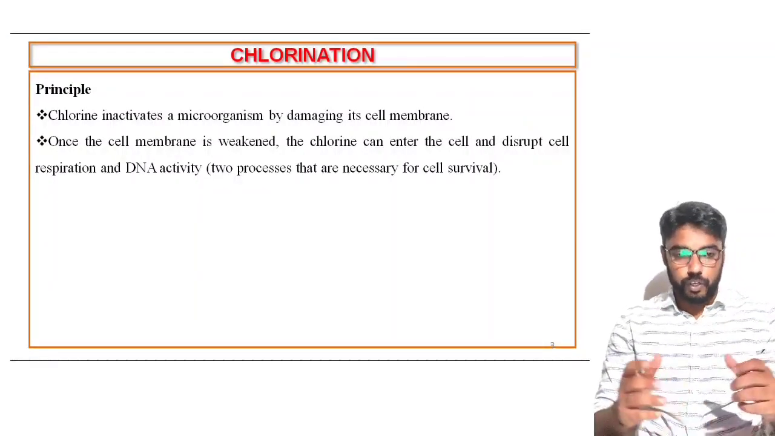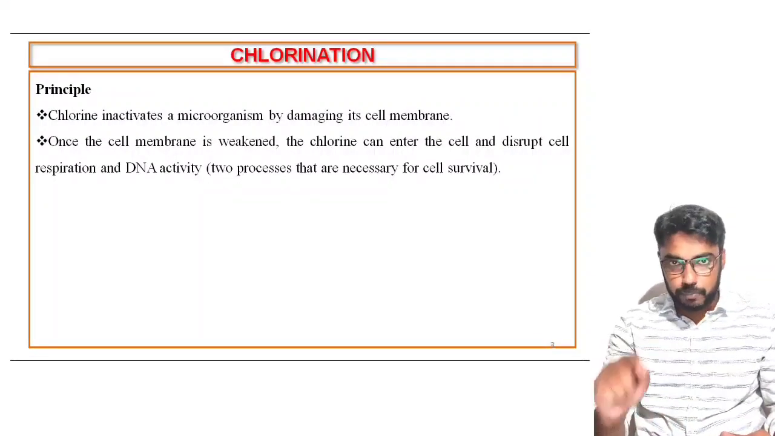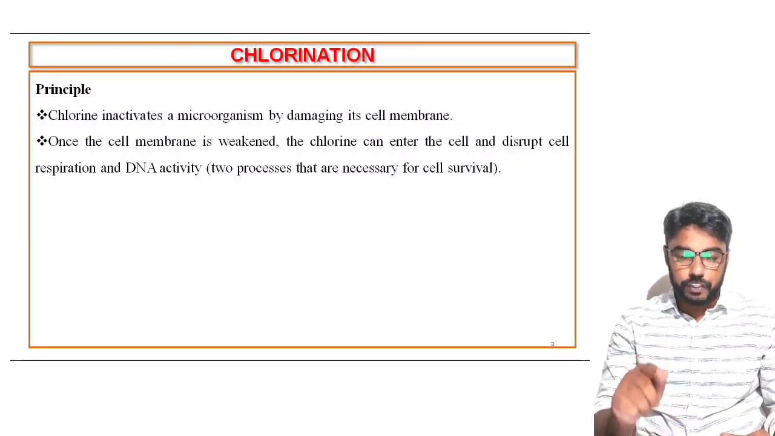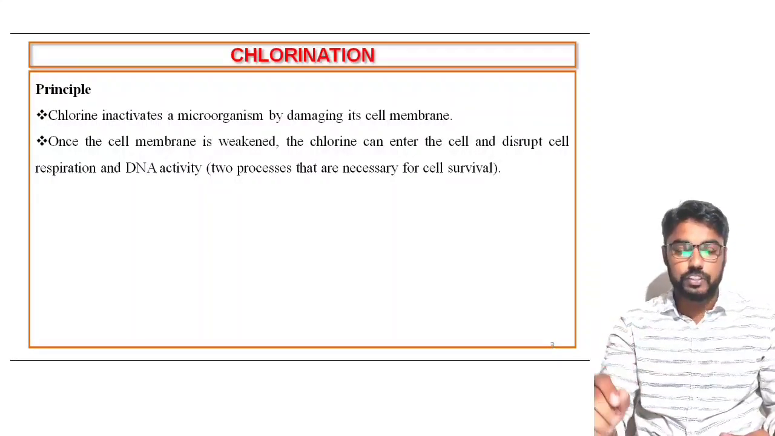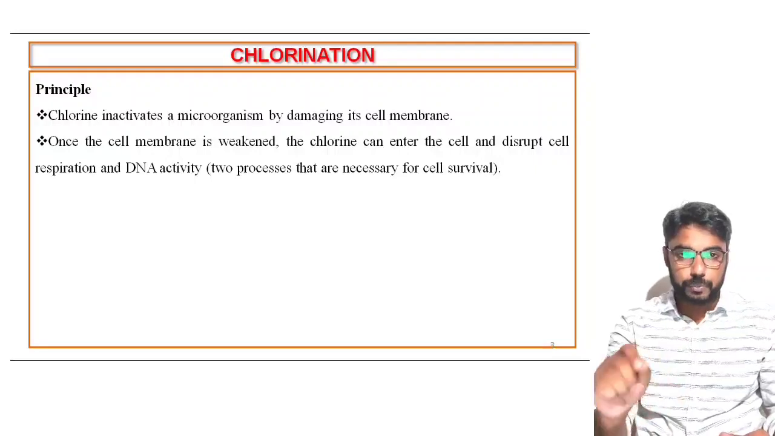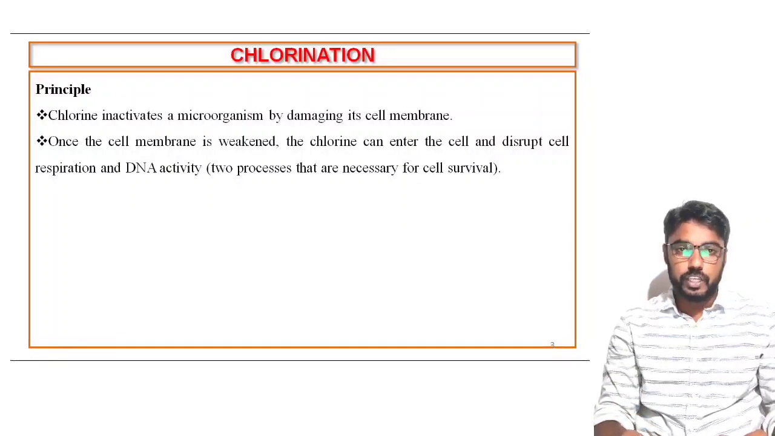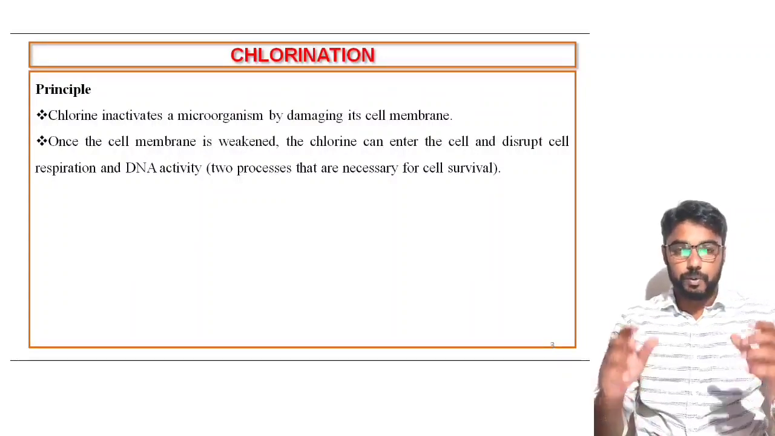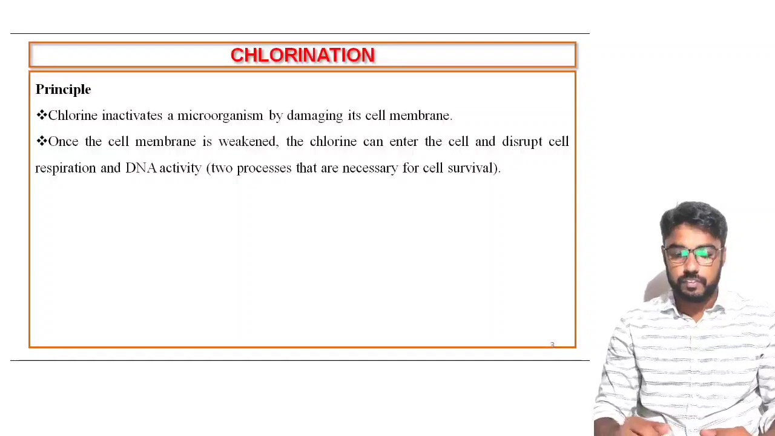Chlorine will inactivate the microorganisms by damaging the cell membrane, and after weakening the cell membrane, the chlorine will enter the microorganism, disrupt the cell respiration, and affect the DNA activity. That's why the microorganism will be inactivated. This is about the chlorination method of water purification.